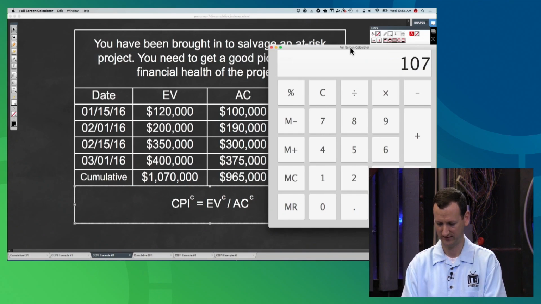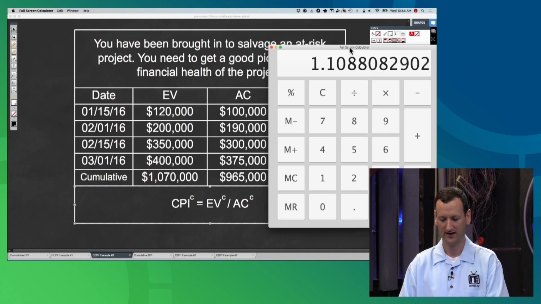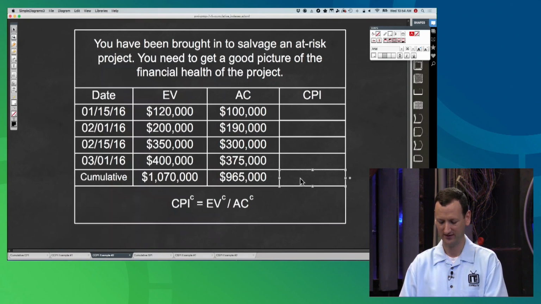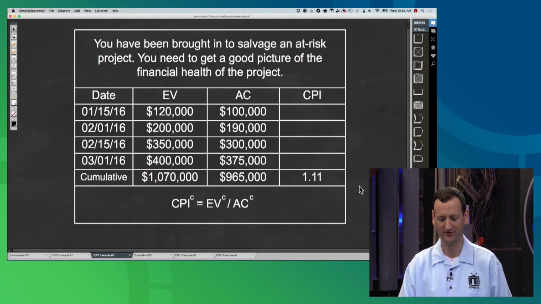Oh, come on. What have I done? There we go. Divided by $965,000. And I get a 1.108, so I'd round that up to 1.11. So this is a 1.11, all right?